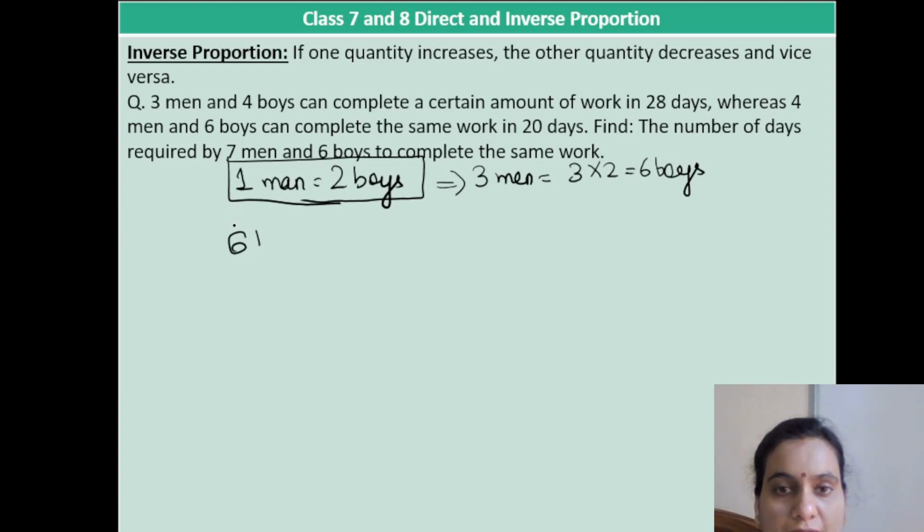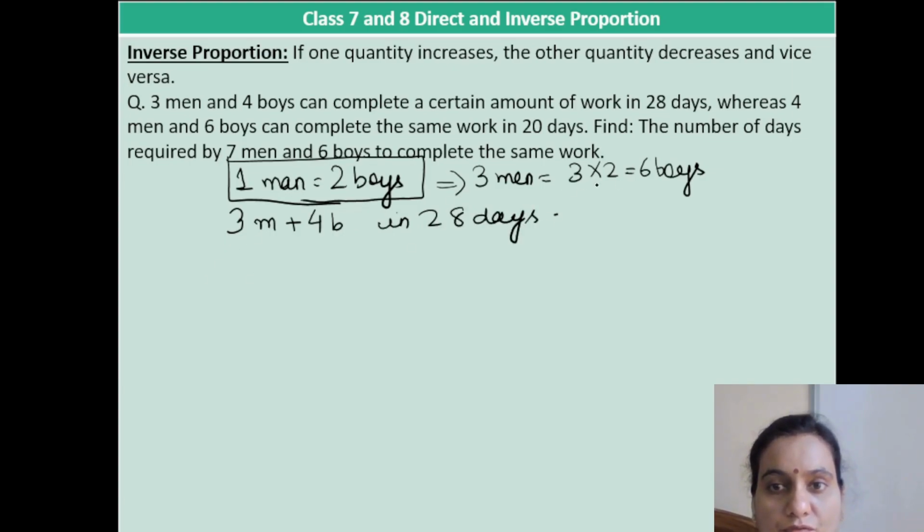I'll write this down because if I miss out the statement, and someone is not able to understand, then the entire purpose of the video will be lost. So let me write it down: 3 men plus 4 boys can complete a certain amount of work in 28 days.